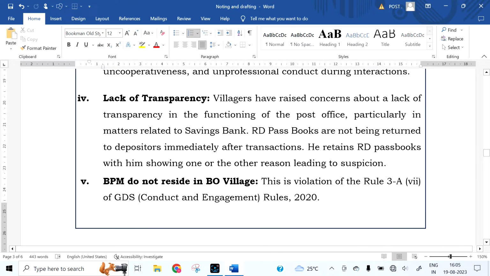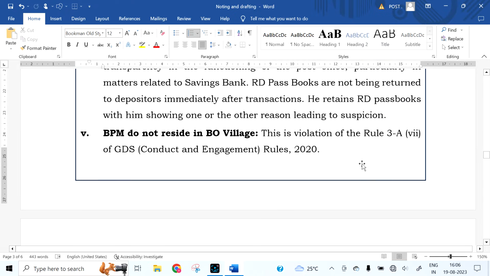And lack of transparency. Villagers have raised concerns about a lack of transparency in the functioning of the post office, particularly in matters relating to savings bank. RD passbooks, recurring deposit passbooks, are not being returned to the depositors immediately after transaction. He is supposed to return the passbooks after the transaction is over, but he is not returning them in this case. That is a complaint. And he retains RD passbooks with him, showing one or the other reason, leading to suspicion. So there is a doubt about why he is retaining the passbooks. That is also one allegation.